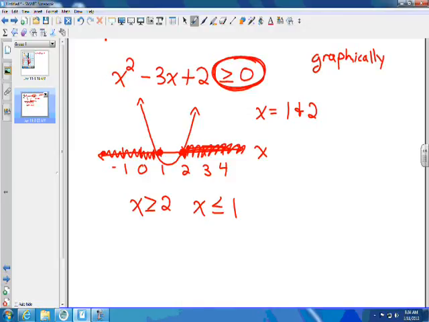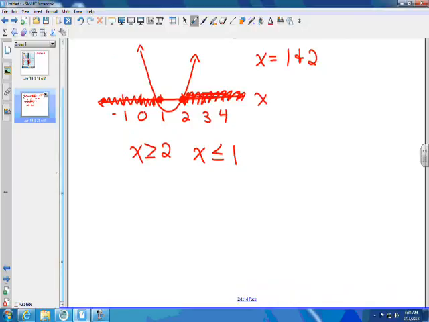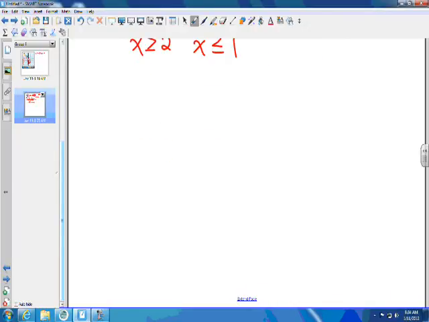Let's do x squared minus 2x minus 35 greater than or equal to 0 again. Greater than or equal to 0.